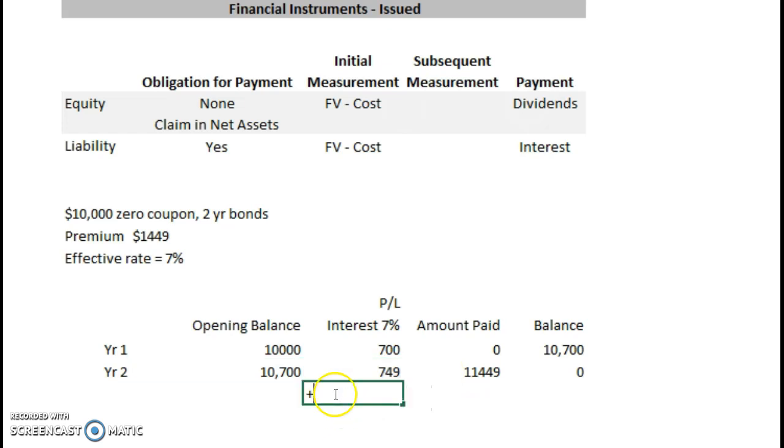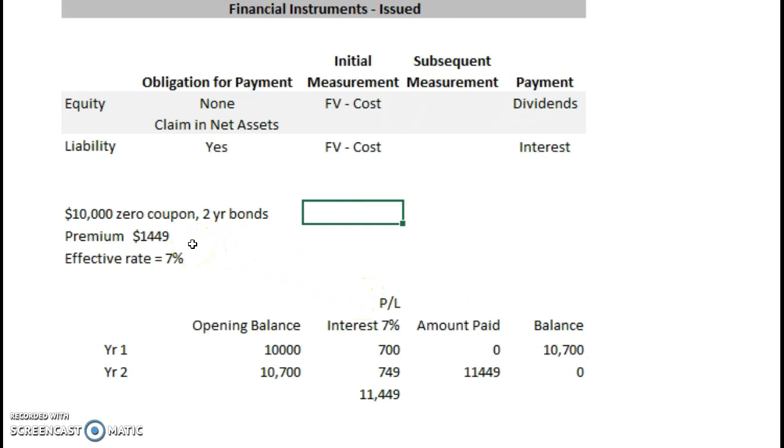I'll just do that sum here. 10,700 plus 749 is 11,449. So that was the amount we were expecting. So then we pay it off at the end of the year, leaving a 0 balance. So that's how we account for a simple bond.